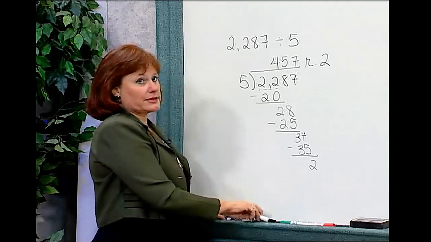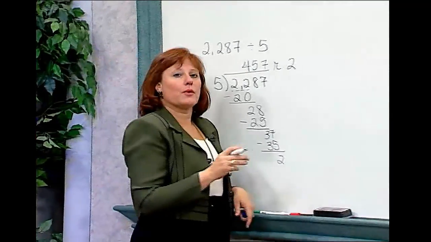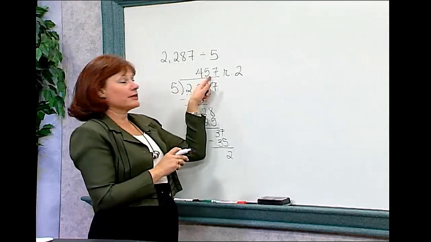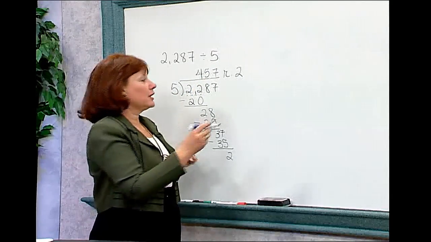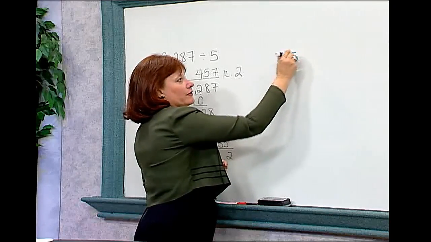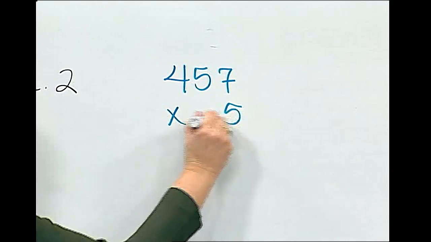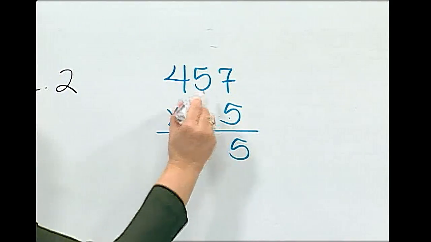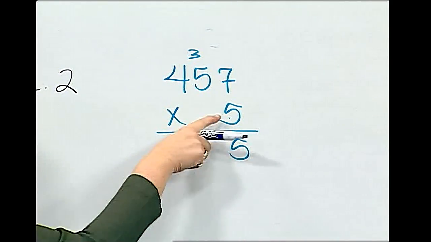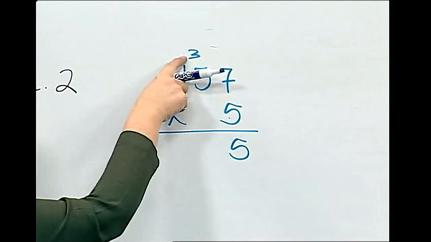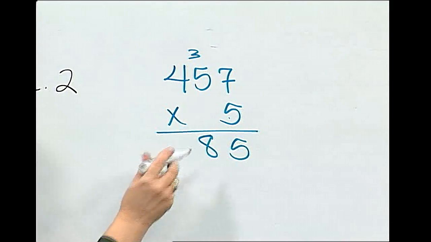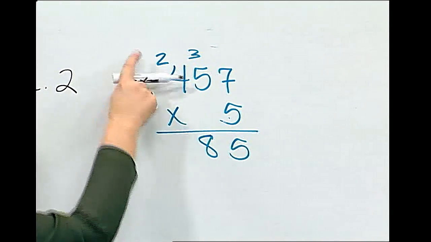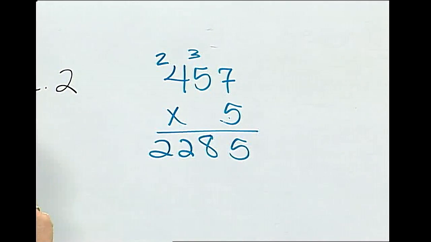Now I want to check this answer. So I'm going to check this answer by multiplying the quotient times the divisor. This is something I know came very close. So I'll have 457 for the quotient times 5. When I multiply this, 5 times 7 is 35, carry the 3. 5 times 5 is 25, plus 3 is 28. Carry the 2 now, so when 5 times 4 is 20, and I add the 2, I get 2,285.